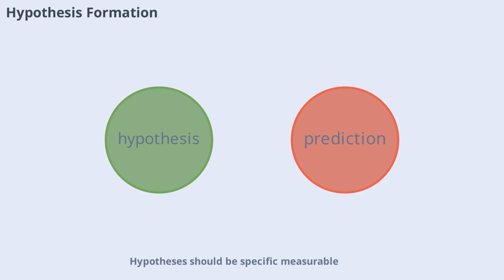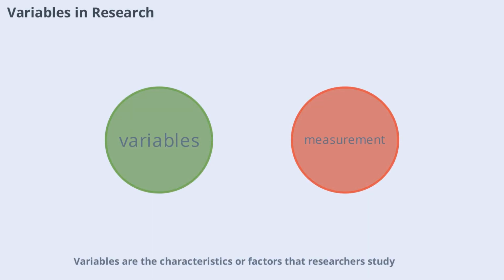Hypotheses should be specific, measurable, and based on existing theory or evidence. Testing hypotheses allows researchers to confirm or refute their assumptions, advancing knowledge in the field. Variables are the characteristics or factors that researchers study. In educational psychology, common variables include achievement, motivation, teaching methods, and classroom environment.